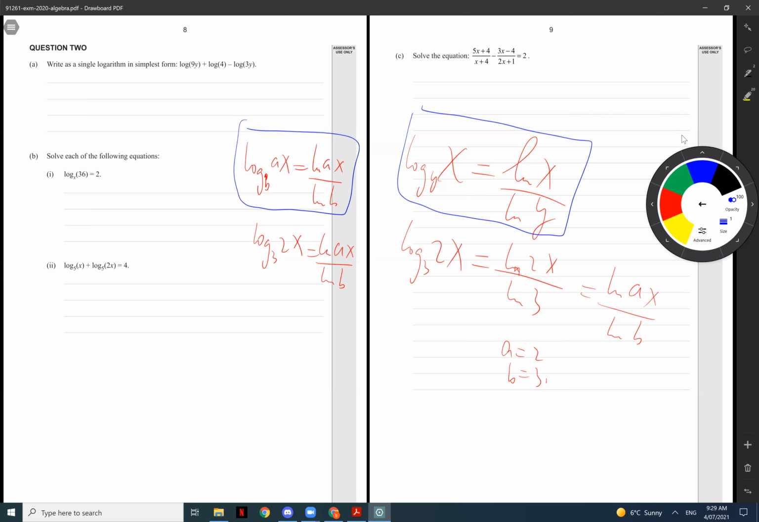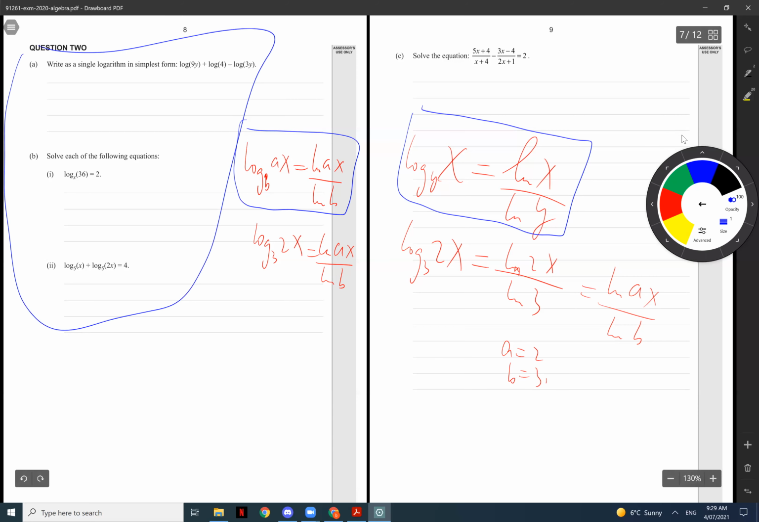This part is too basic, homework. I'll post the answer in the WeChat group. Let's check part C.